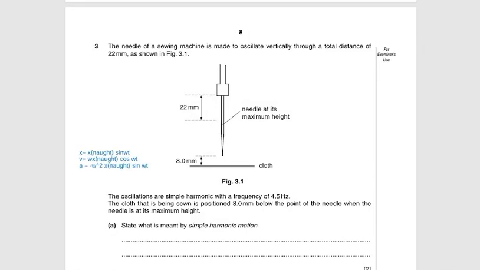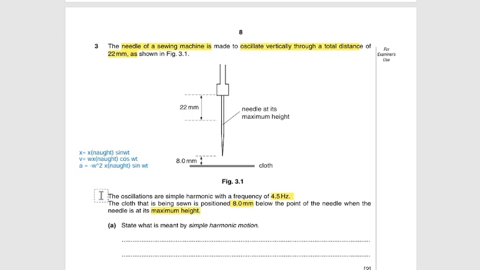Hello everyone, we're looking at question 3 of winter 2008 paper 4 9702. The question reads, the needle of a sewing machine is made to oscillate vertically through a total distance of 22 millimeter as shown in figure 3.1. The oscillations are simple harmonic with frequency of 4.5 Hz. The cloth that is being sewn is positioned 8 millimeter below the point of the needle when the needle is at its maximum height. State what is meant by simple harmonic motion.